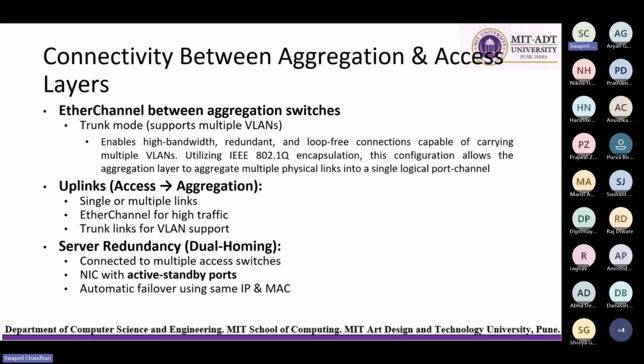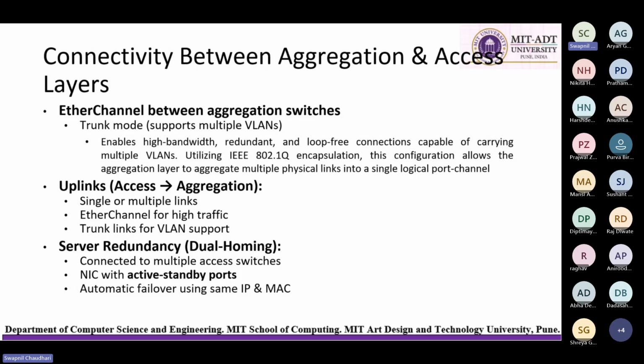So suppose the main server port collapses or fails for some reason. The port which is on standby will get activated and take over all the requests. So here we have the failover mechanism. If the active link fails, the standby port automatically takes over, and it uses the same MAC address and IP address. So from the network perspective, there is no interruption.